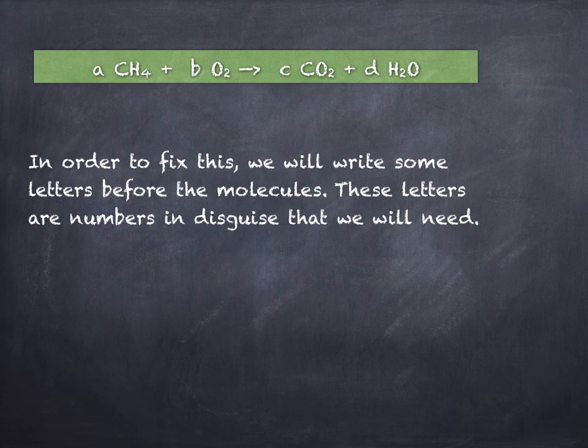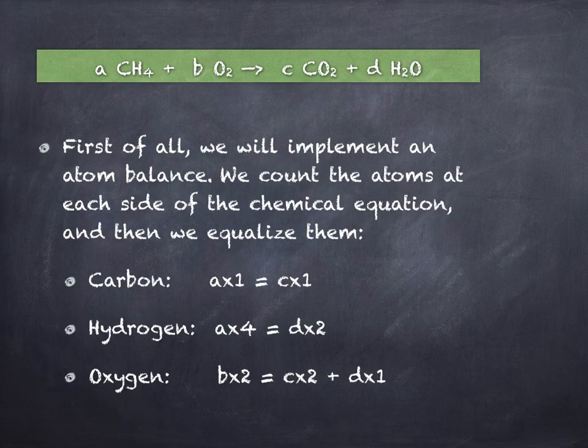In order to fix this, we are going to write some letters before the molecules. And those letters are numbers in disguise that we are going to need. First of all, we will implement an atom balance. We count the atoms at each side of the chemical equation, and then we equalize them.